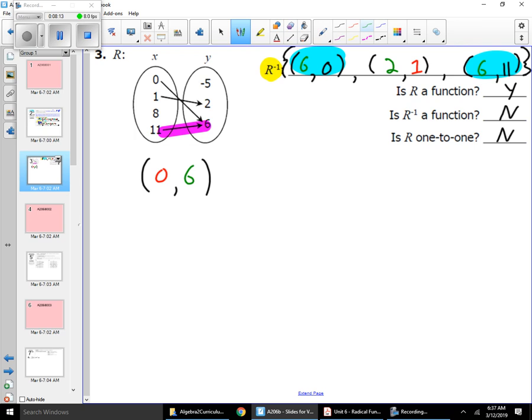So keep in mind what we would want is for both R and its inverse to be functions in order to be one-to-one. So we've got 3 examples here of different kinds of things that can happen. Stay tuned. We'll show you another way to check whether something's one-to-one if you're given a graph, which winds up being even quicker than this method.